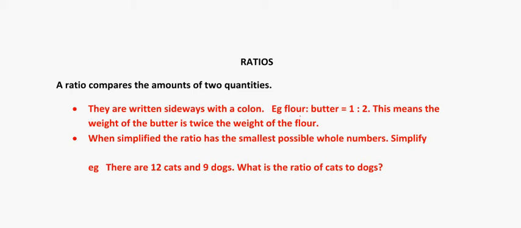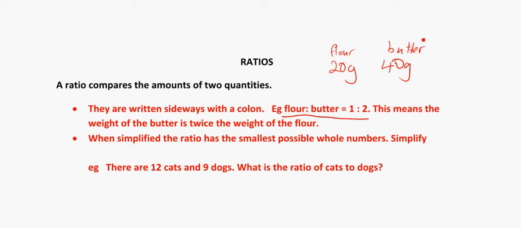So, for example, flour to butter might be in the ratio of 1 to 2. This means the weight of the butter is twice the weight of the flour. So if you had 20 grams of flour, you'd have to have 40 grams of butter. The order matters. And so it has to be in proportion.